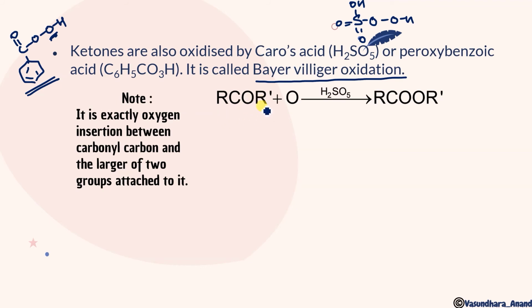So this is RCO, like it is a ketone. Here it is a ketone. What will happen? This oxygen will insert in this and it will form an ester. So RCOR'. So when a ketone undergoes oxidation, according to Popoff's rules, it was forming a mixture of acids, and when it reacts with an oxidizing agent like Caro's acid or peroxybenzoic acid, it gives an ester.